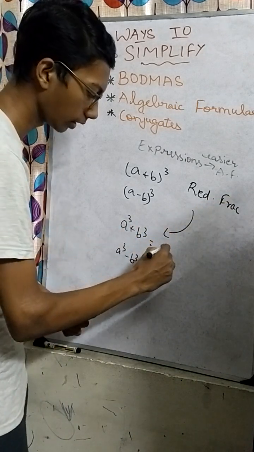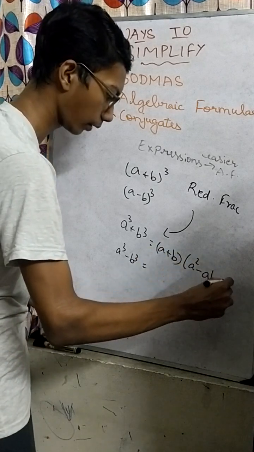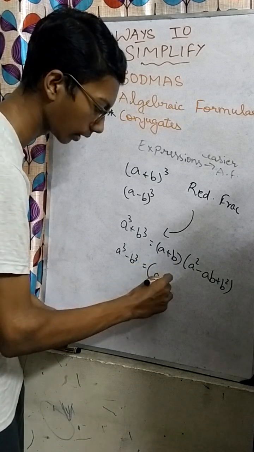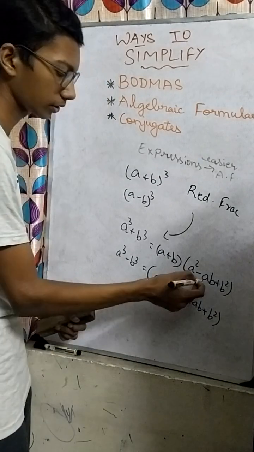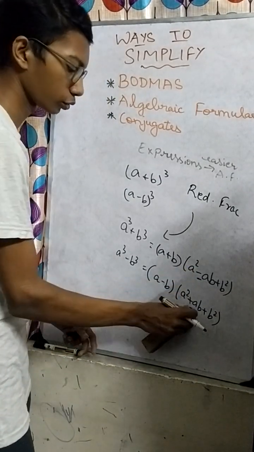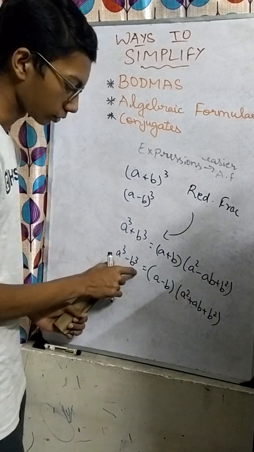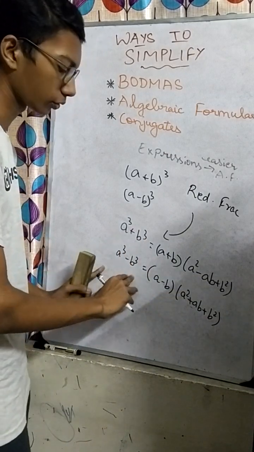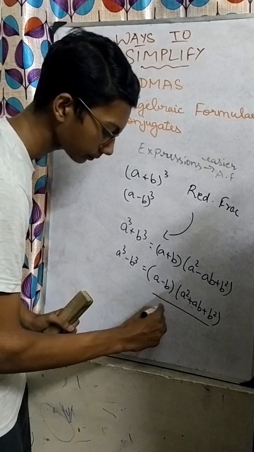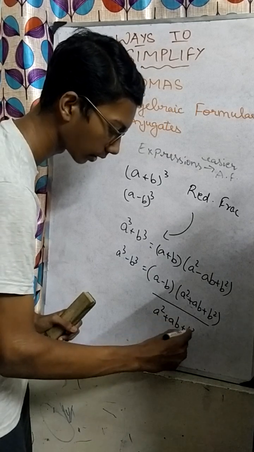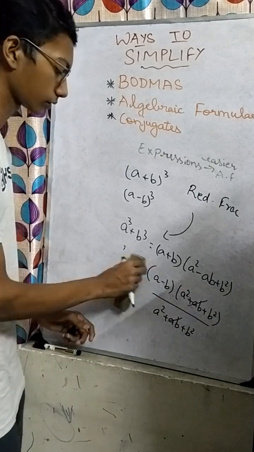For a cube plus b cube, we have (a plus b) times (a square minus ab plus b square). For a cube minus b cube, we have (a minus b) times (a square plus ab plus b square). Note that there is no 2 here. If there was a 2, we could just write them as (a minus b) the whole square and (a plus b) the whole square. This is also another interesting formula to use, because sometimes we have something like this divided by a square plus ab plus b square. So we can just cancel these two and just write a minus b. So this kind of formula will also be helpful.